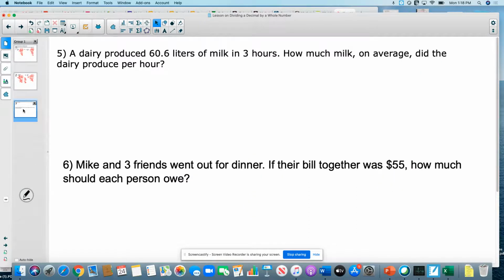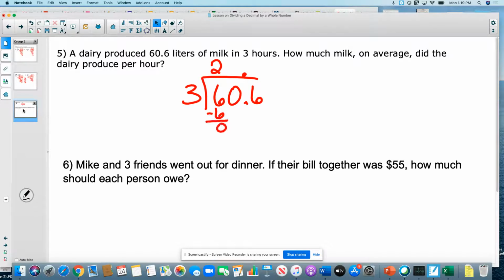It says a dairy produced 60 and 6/10 liters of milk in 3 hours. How much milk on average did the dairy produce per hour? So I'm going to take the total amount of milk and split it into 3 different parts. So that means I'm going to take my 60 and 6/10 divided by 3 to split it into 3 equal parts.